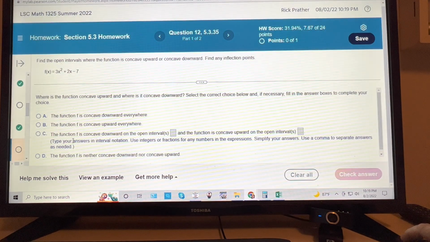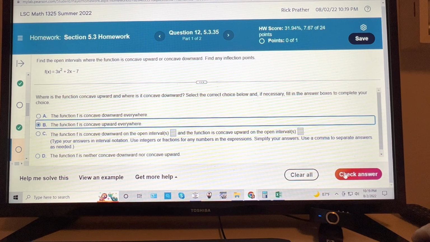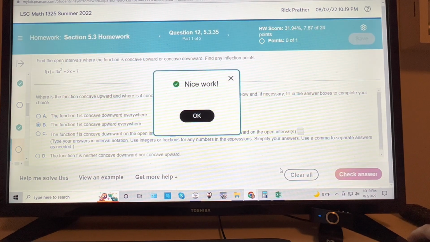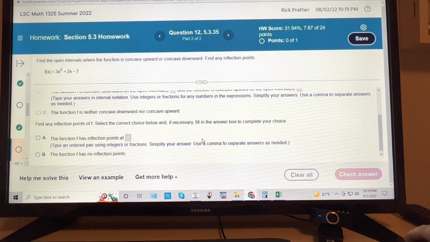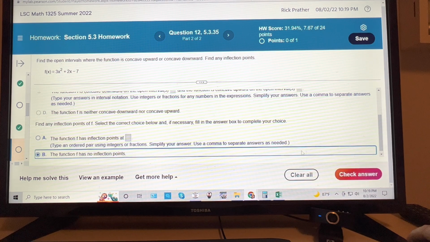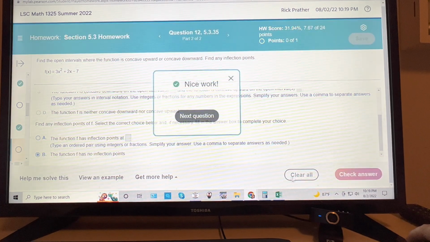So that was kind of a simpler one, but the function is concave up everywhere because the second derivative is positive 6 everywhere. And it won't have an inflection point. It can't have an inflection point unless you switch from concave up to concave down or vice versa, which can't happen if you're always doing the same thing the whole time.